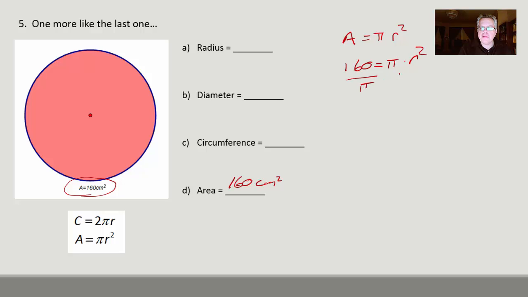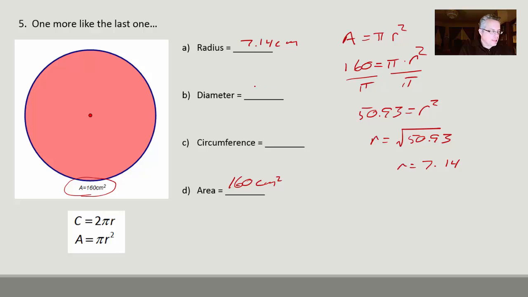We're going to have to divide by pi. Okay, 160 divided by pi is not a friendly number. It's 50.93. That's equal to r squared. So we want to know what number do we multiply by itself to get 50.93? That's the job of square root. All right, that's a little bit more than 7. So we get r equals 7.14. So 7.14 centimeters. Times it by 2 to get the diameter, so that's 14.28 centimeters.